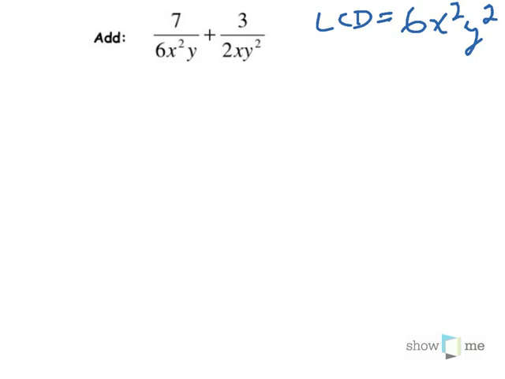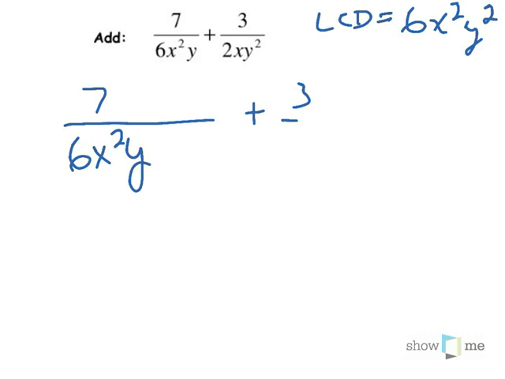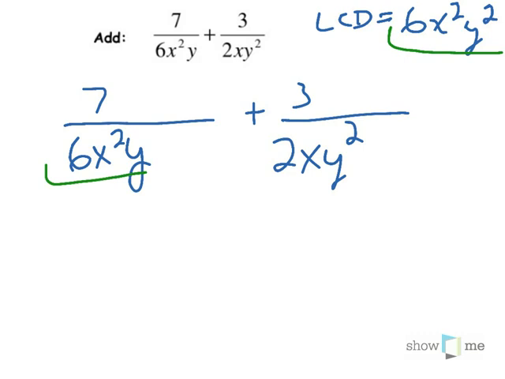We have a 7 over 6x squared y plus a 3 over 2x y squared. We're going to multiply by what's missing. So if I compare this denominator to my lowest common denominator, it already has the 6, the x squared, and one of the y's. So the only thing it's missing is an additional y. So I'm just multiplying that additional y there.